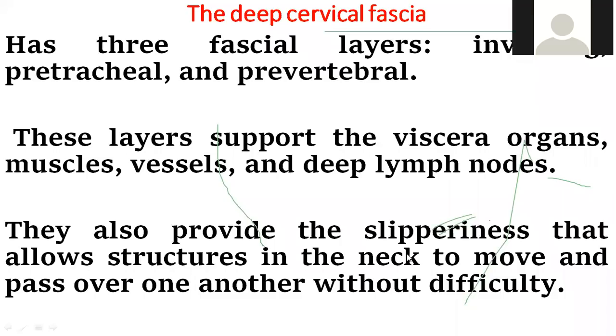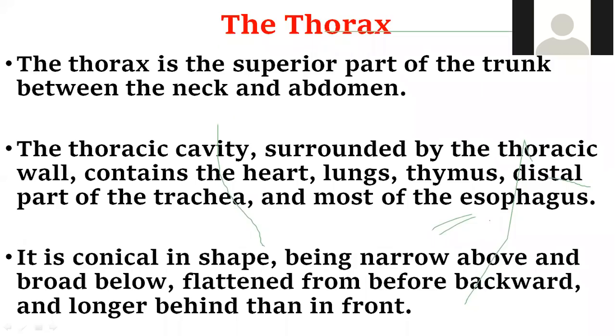I told you while we were discussing the body cavity that we have the ventral body cavity, and I told you the ventral cavity consists of the thoracic cavity and the abdominopelvic cavity. Now, the thorax is within the thoracic cavity, and the thorax is the superior part of the trunk. The thorax is between the neck and the abdomen. I hope you are getting that one. The thorax is between the neck and the abdomen.